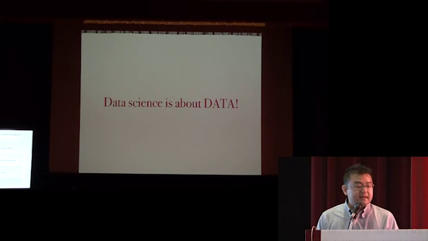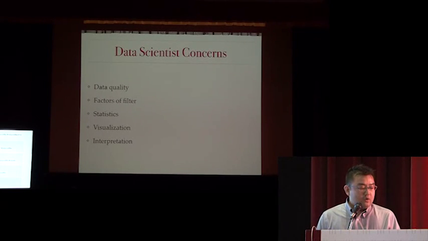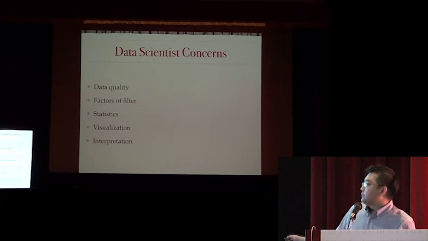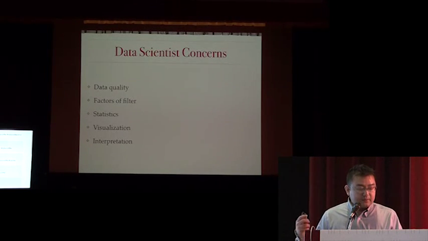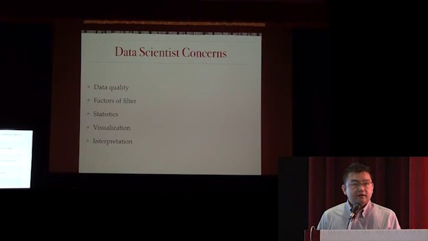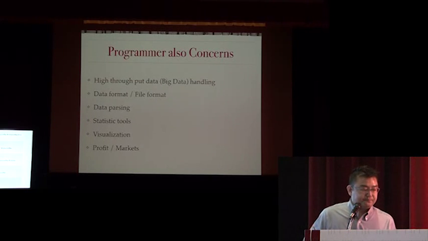But we need to remember that data science is about data. So we care about the quality of data. We need to decide the factors that need to be filtered. We must deal with the statistics in case of making wrong evaluation. We have to discuss with other people by good statistics. So interpretation is very important because it changes by different people.